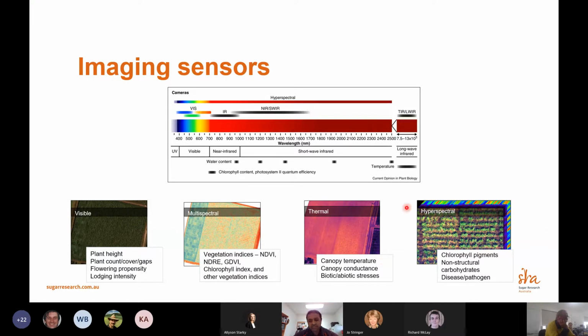And with hyperspectral sensors, we can measure wavelengths in the entire visible as well as the shortwave infrared regions. We can measure several wavelengths from 400 to 2500 nanometers. And as you can imagine, that contains a lot of information, including information about the chlorophyll pigments, carbohydrate concentrations in the leaf, and also we can generate some spectral profiles of diseases or some pathogens.